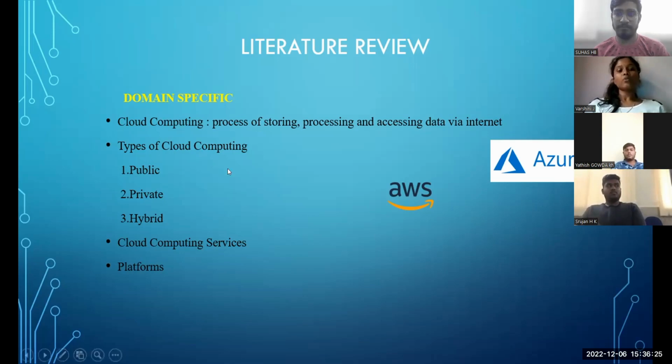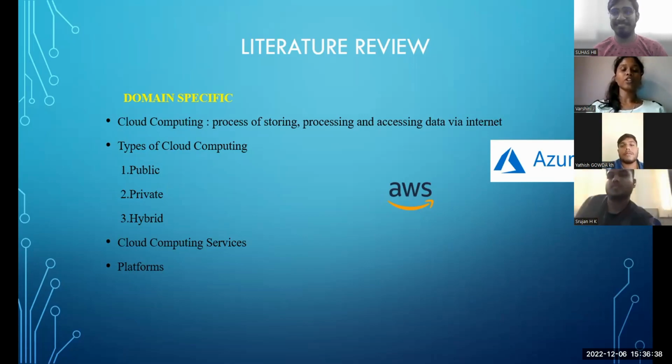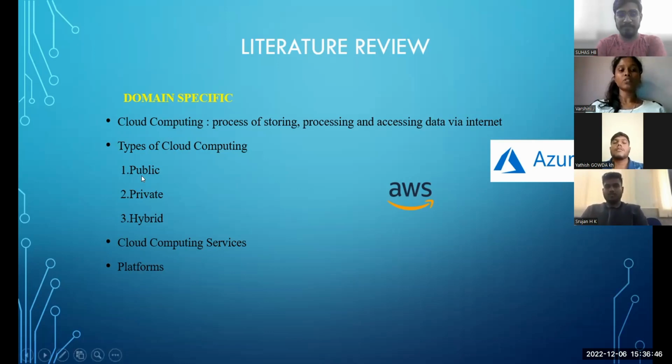Next, coming to private cloud. Private cloud means it provides access to only a particular organization. So only those people who are present in that organization can access the information. It will not give access to anyone else. This is what the private cloud is. As the name indicates, it is more secure. Private means more secure. The next one is hybrid cloud.